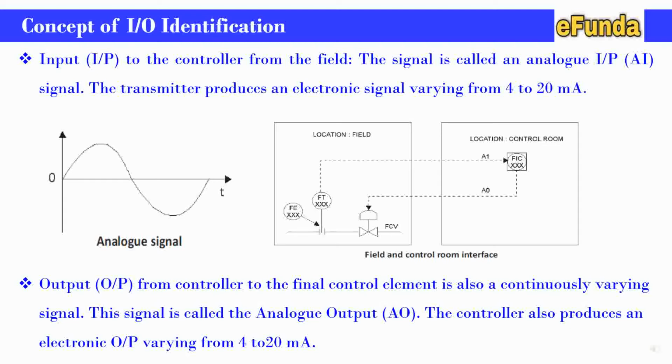This signal is called analog output, that is AO. One can see in the figure where the signal is coming out from the control room to the final control element. The controller also produces an electronic output varying from 4 to 20 milliamp. This is how the concept of IO identification is done for the analog signal.